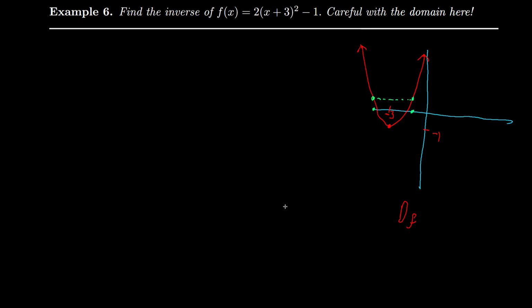Now we could choose the negative part, the more negative part if we wanted to, but that's not tradition, so let's not do it. Instead, let's say that the domain of f is going to be equal to everything from -3 onward, and we can include -3.